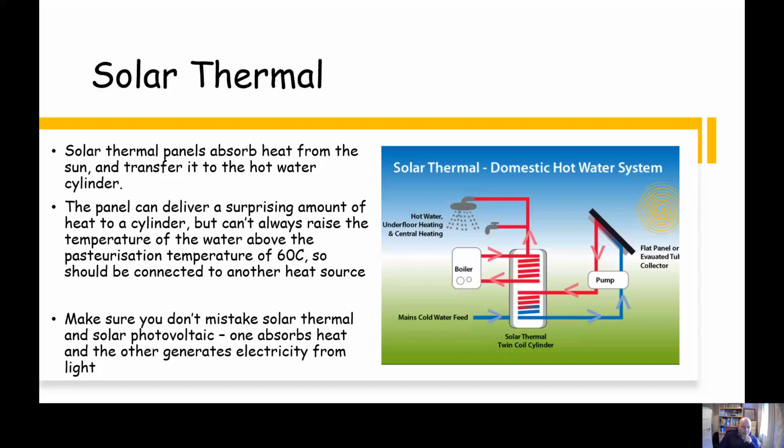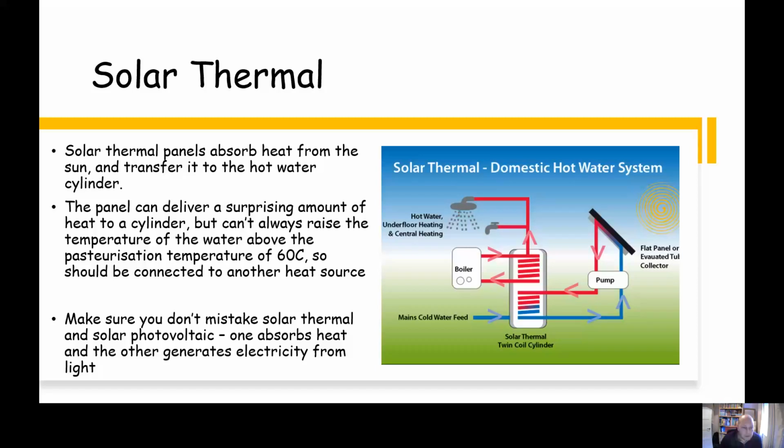Kind of like we talked about when we looked at the cylinders. Sometimes you have cylinders with 2 or more coils, and solar thermal, and also if you had a cylinder connected to a heat pump as well, both of these would need another heat source, potentially another coil. You could also use an immersion heater to top the heat up in those cylinders.